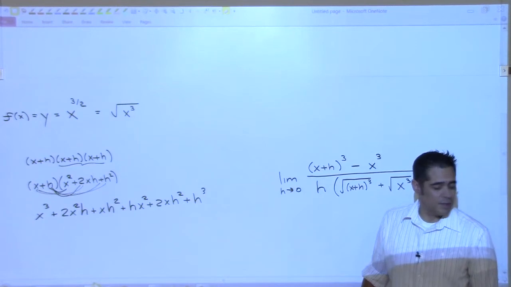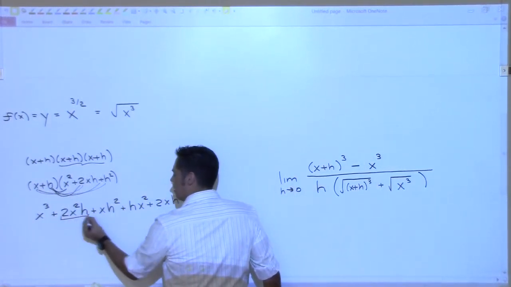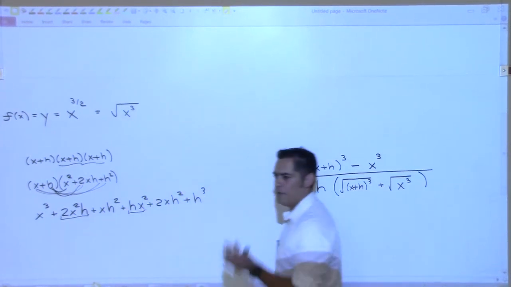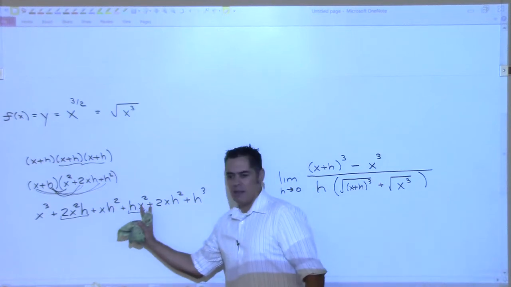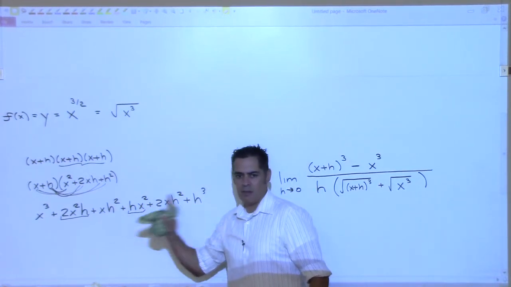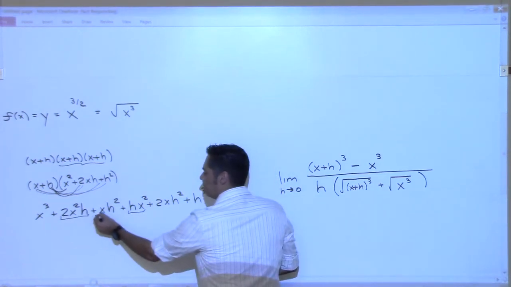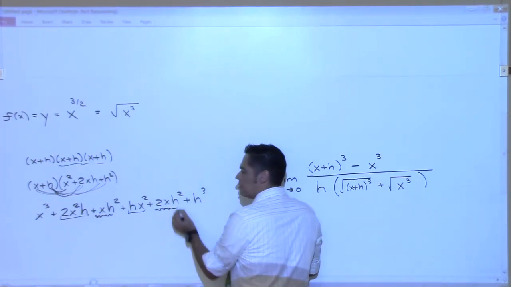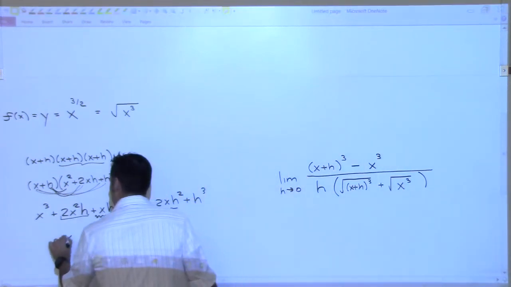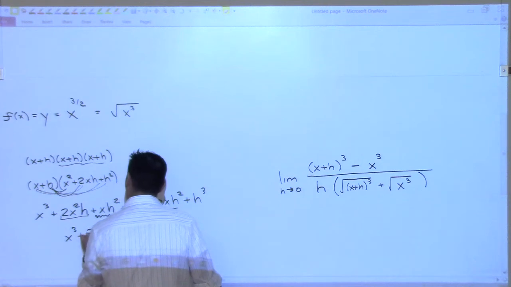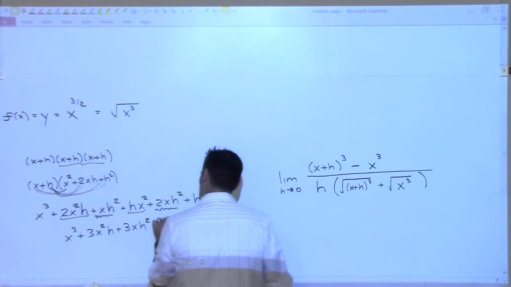Collect like terms. I have some like terms, don't I? Yeah. This and this are like terms, right? I have 2 of them and then 1 of them. Doesn't matter that the order is flipped here, right? That doesn't matter, because multiplication is commutative. Okay, so I have 3 of those, don't I? And then this guy right here is the same as this guy right here. So I have 3 of those. Okay, so I have x cubed plus 3x squared h plus 3xh squared plus h cubed.